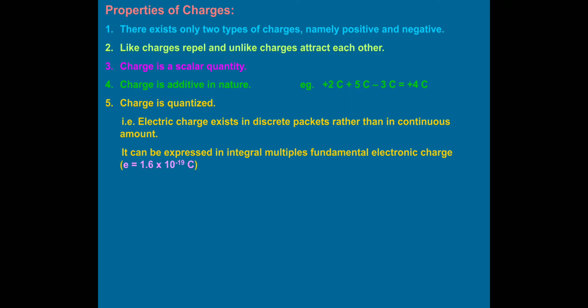It can be expressed in integer multiples. Fundamental electronic charge e is equal to 1.6 into 10 to the power minus 19 coulomb. You can easily say that this is the charge on the electron. Q is equal to plus minus ne. What is the meaning of this? Where n is the number 1, 2, 3, and e is the charge on the electron. n is the number of electrons and Q is the total charge.